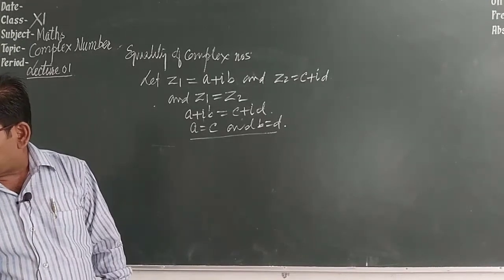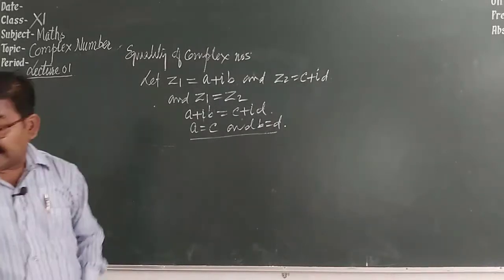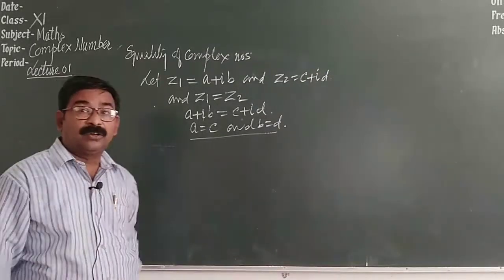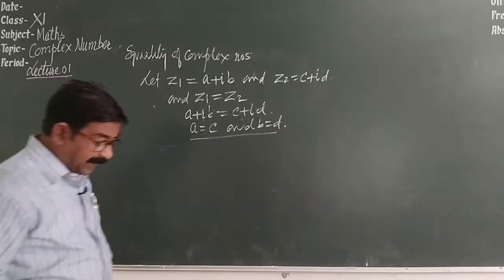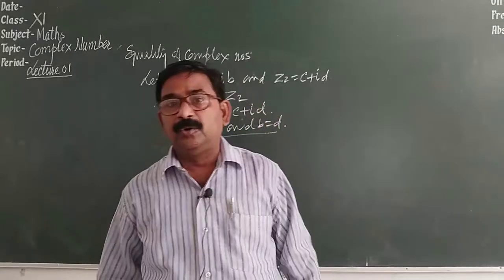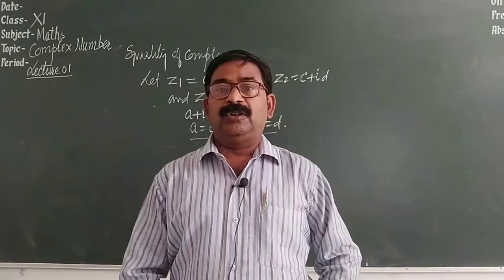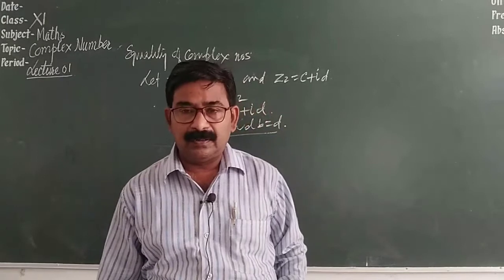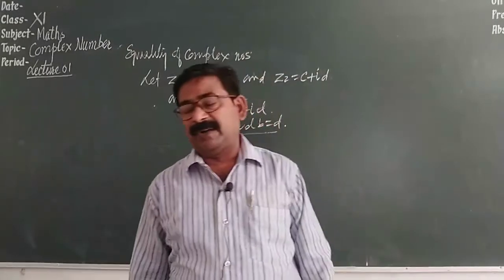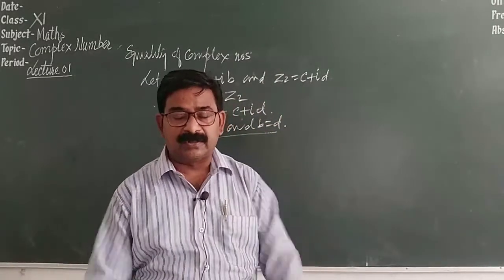Now one more term I would like to add, properties of addition of complex numbers. Properties of addition of complex numbers means if we add two complex numbers, the result is a complex number. If we subtract two different complex numbers, the result is a complex number. If we multiply two complex numbers, the result is a complex number. If we divide two complex numbers, the result is a complex number.